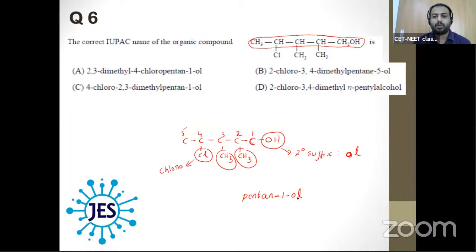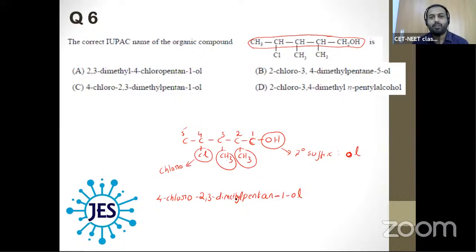Okay. Now record the substituents. What are the substituents? Methyl and chloro. And while recording the substituents, you should list them in alphabetical order. First comes chloro, then comes methyl. What is the position for chloro? 4th position. So write 4-chloro. Then methyl groups at the 2nd and 3rd position. So it is 2,3-dimethyl pentan-1-ol. 4-chloro-2,3-dimethylpentan-1-ol.